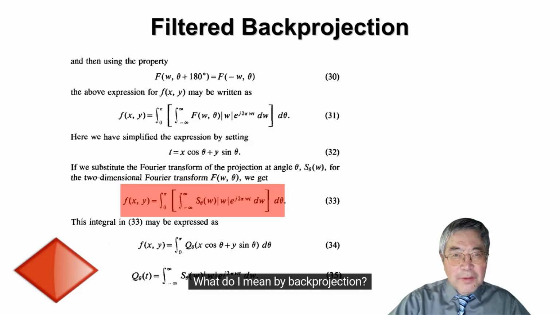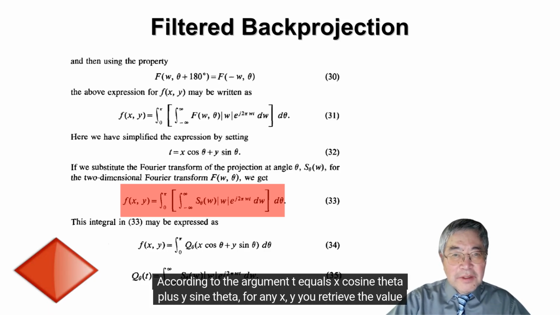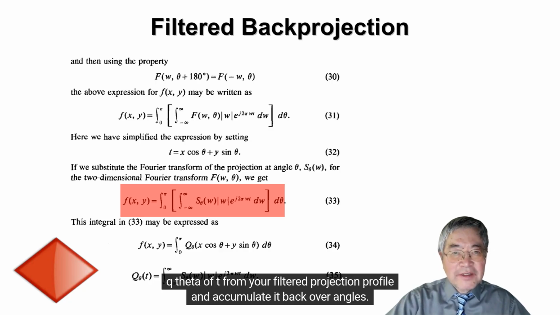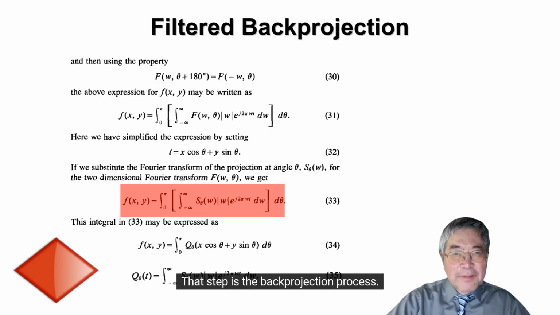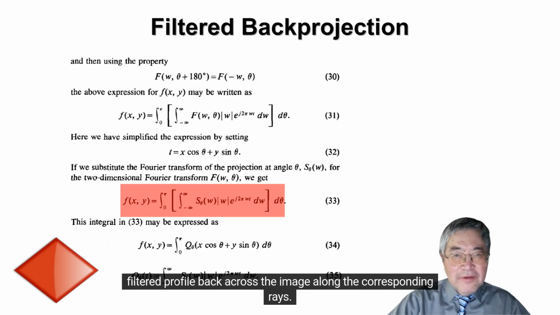What do I mean by back projection? You filter first, this one-dimensional filtration, and then you put the filtered values back into the field of view. According to the argument t equals x cosine theta plus y sine theta, for any xy you retrieve the value q theta of t from your filtered projection profile and accumulate it back over angles. That step is the back projection process. Filtration may be clear. Back projection can feel a little confusing, but it simply means smearing the filtered profile back across the image along the corresponding rays.